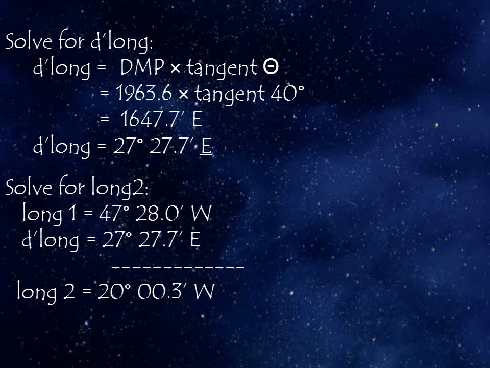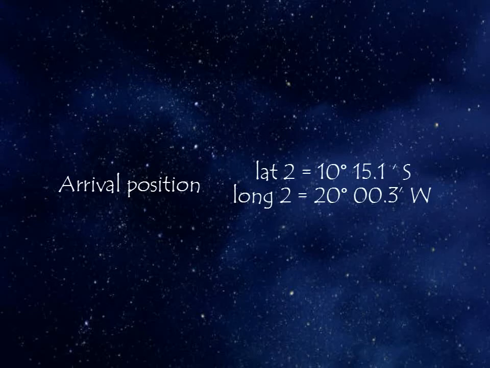Solve for longitude 2. Longitude 1 is equal to 47 degrees 28.0 minutes west, subtracted by difference of longitude, which is equal to 27 degrees 27.7 minutes east. The result is longitude 2, which is equal to 20 degrees 0.3 minutes west. Arrival position. Latitude 2 is equal to 10 degrees 15.1 minutes south. Longitude 2 is equal to 20 degrees 0.3 minutes west.